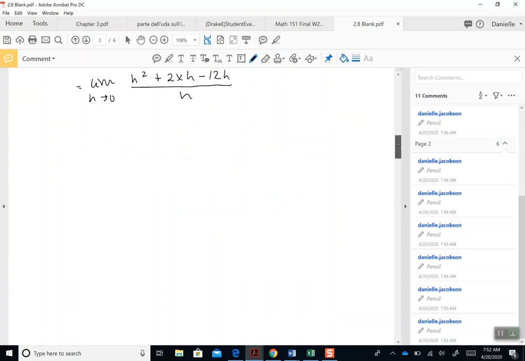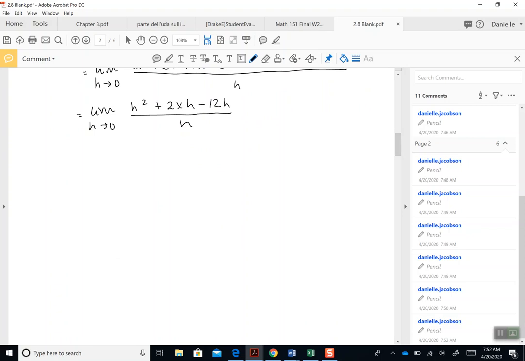I look at that and I'm really happy because I see that I can certainly factor an h out of the numerator, which allows me to undo that problematic h in the denominator. So I have the limit as h goes to 0 of h times h plus 2x minus 12 all over h, and dividing the h's out, I see that I now have the limit as h goes to 0 of h plus 2x minus 12.